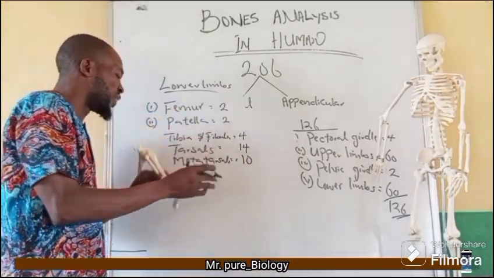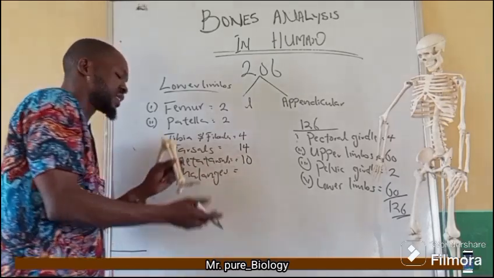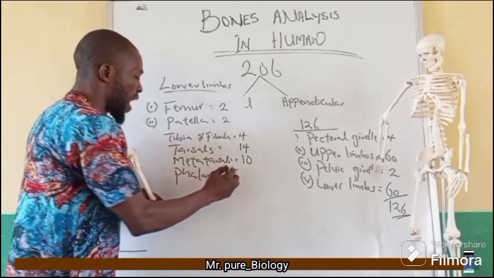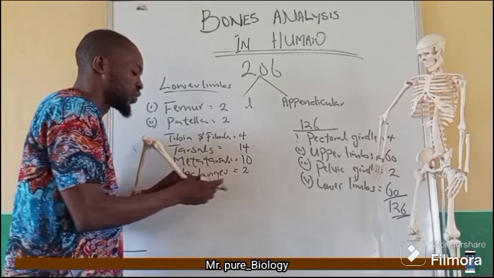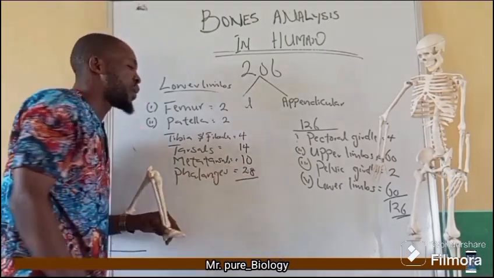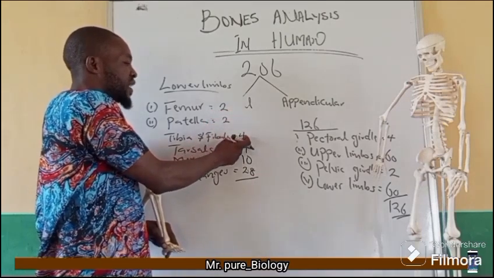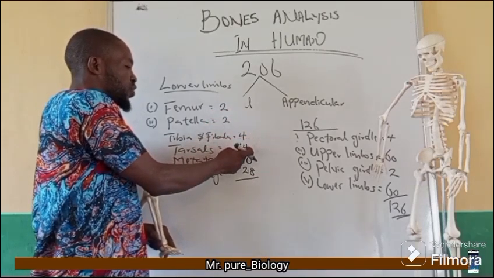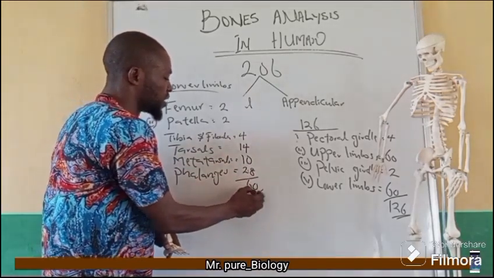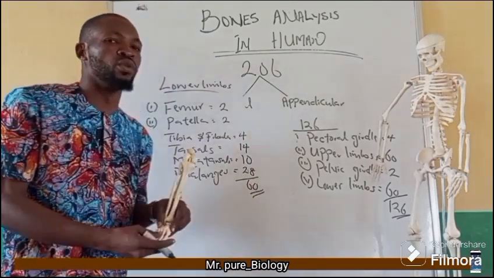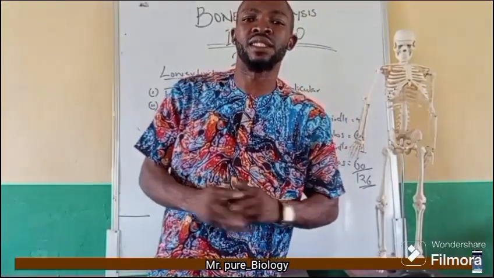Now the last one, we also have the phalanges. As we have phalanges as the bones of the fingers, we also have phalanges as the bones of the digits. We have 28 as well, that is 14 plus 14, making 28. So by our calculation, what are we going to get? Here we have 2 plus 2, that is 4. 4 plus 4 is 8. 8 plus 14 is 22. 22 plus 28 is 50. 50 plus 10 is 60. So this is the entire 206 bones we have in the human skeleton. And that is the end of the bone analysis in humans.